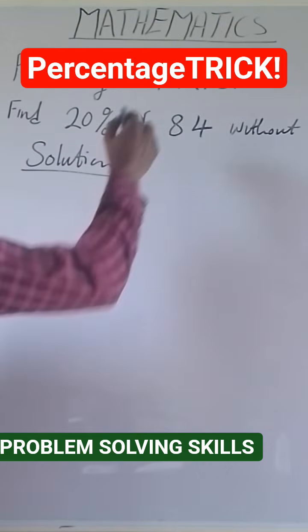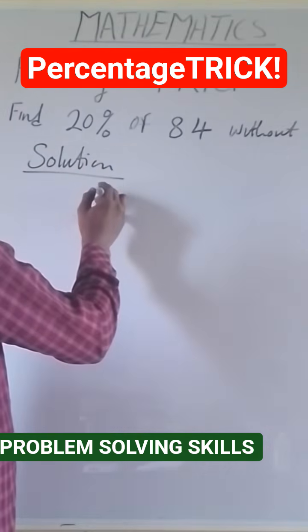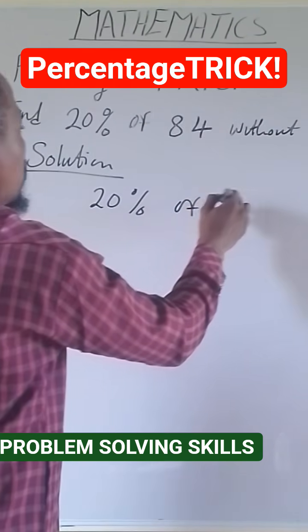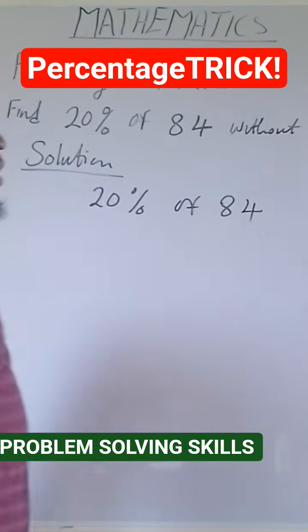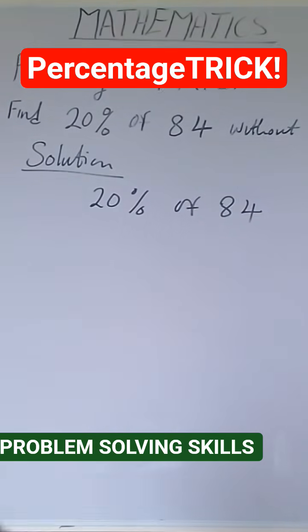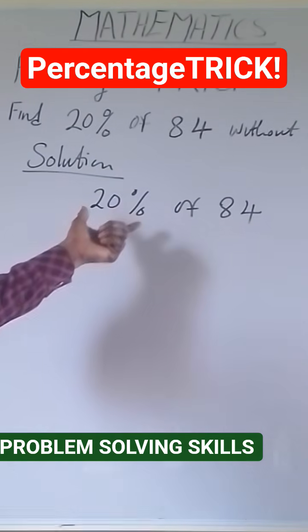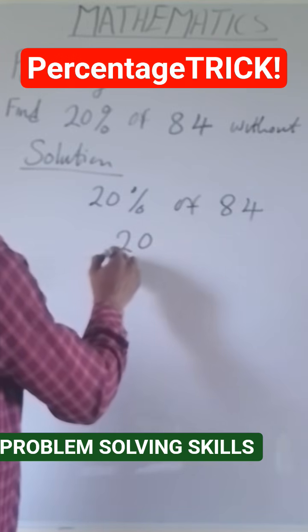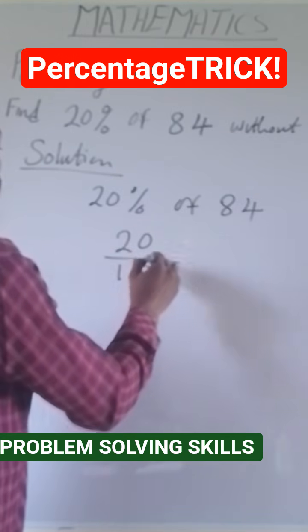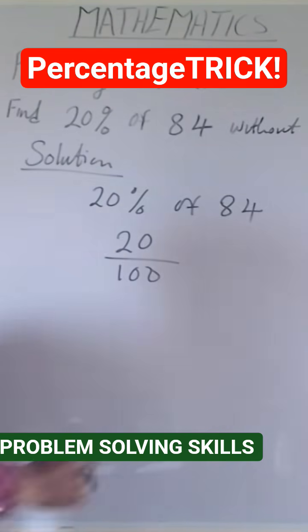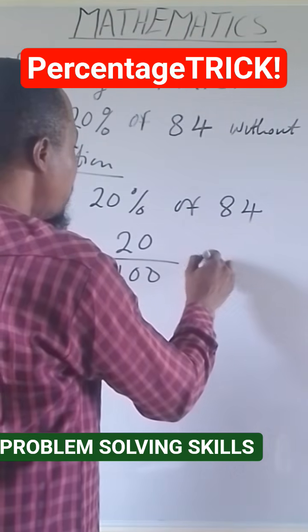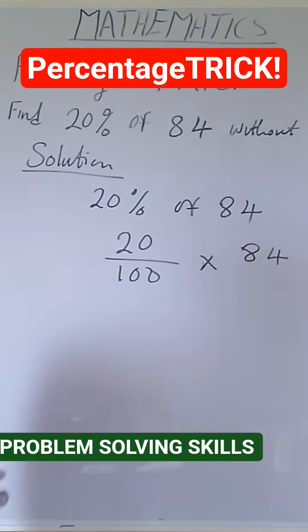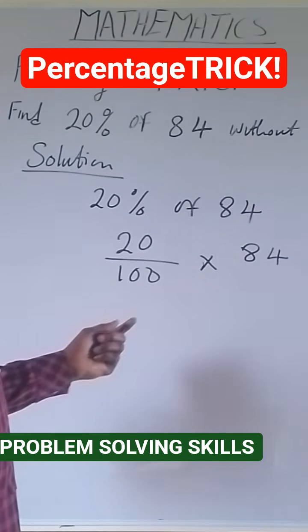So now we have 20% of 84. That's what the question says. And as we have it like this, this 20% you write as 20 over 100. That's how to write it in mathematics. Then this "of" stands for multiplication, times 84. Are we together now?